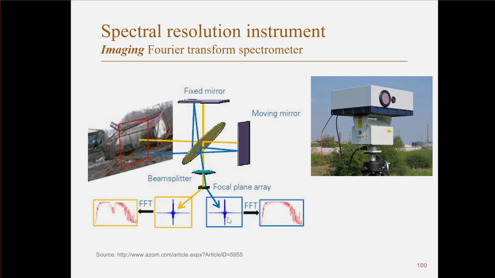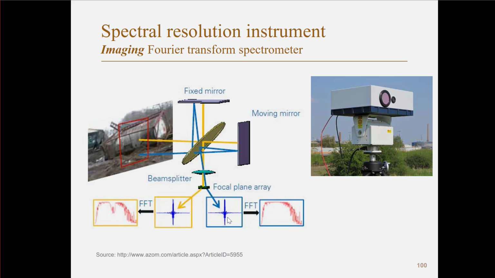So this is a kind of instrument which allows you not only to take, like a normal camera, 3 colors, but it actually allows you to get a full spectrum in each pixel. The downside is, of course, that you have to move this mirror back, so that will take some time.